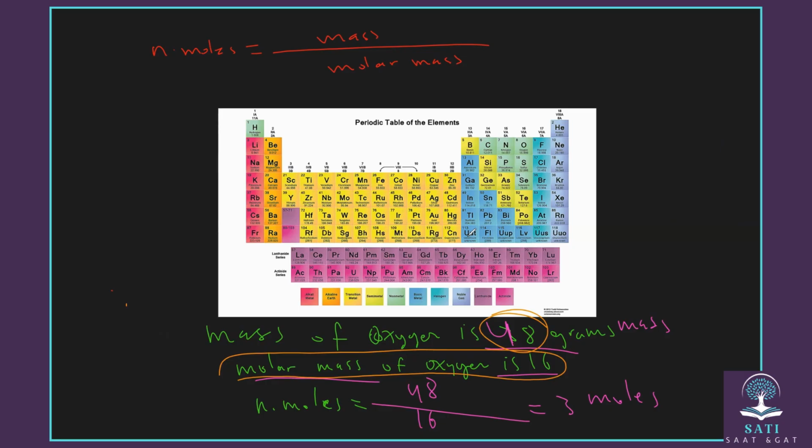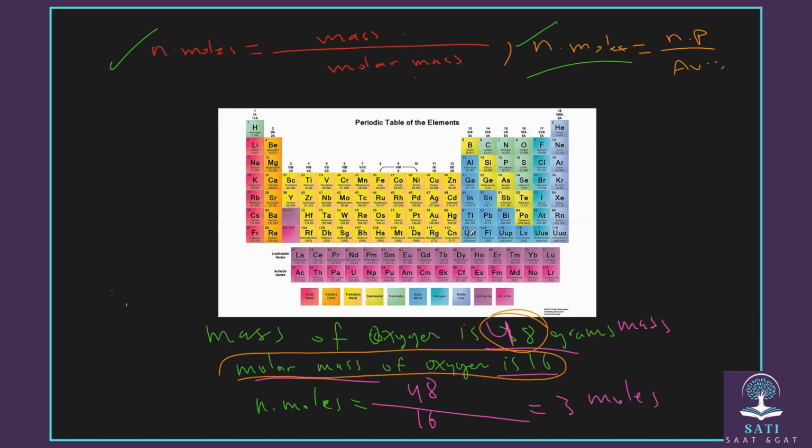Its molar mass. In this case, I get number of moles. So you understand now how to find number of moles based on mass over molar mass, and how to find number of moles based on number of particles over Avogadro's number. These are two important formulas: number of moles equals mass over molar mass, and number of moles equals number of particles over Avogadro's number.